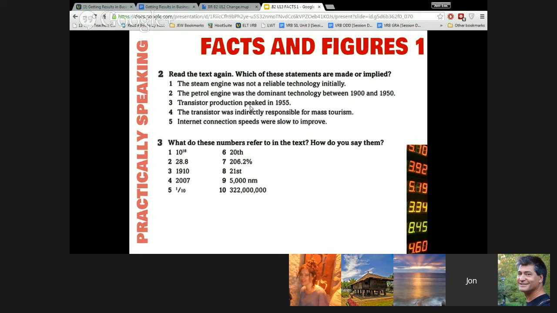Okay, but anyway, you found the right part in the text, so that's the main thing. You know where they're talking about it. 10 to the 18th power, and it was over 1 million back then. All right, and let's see.